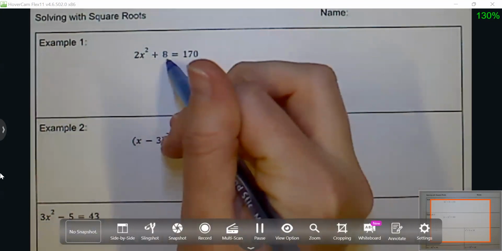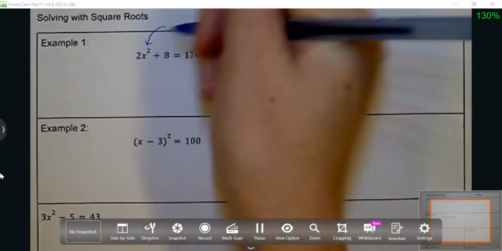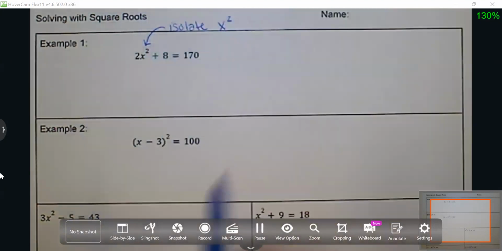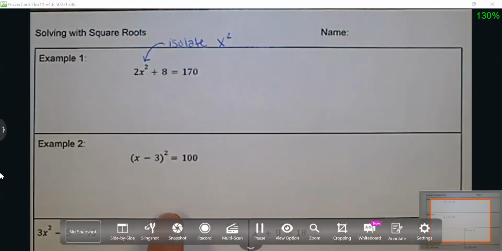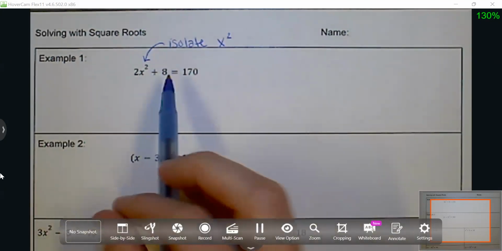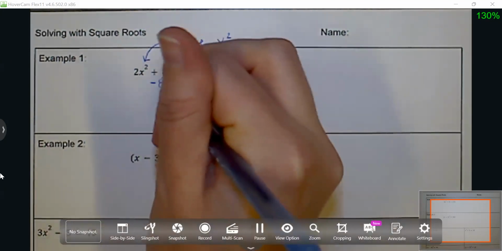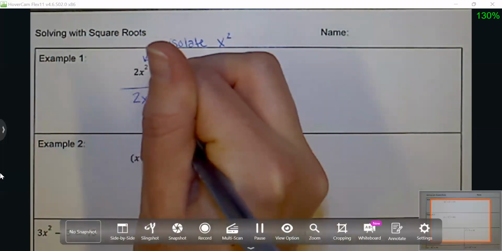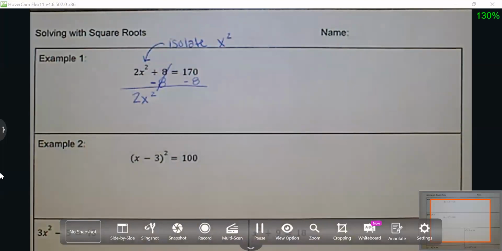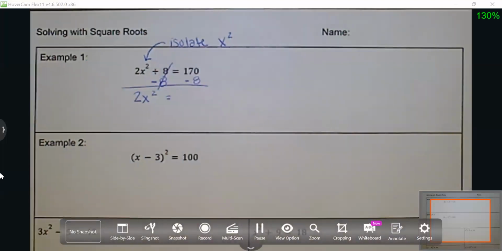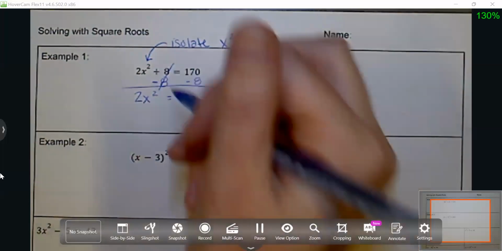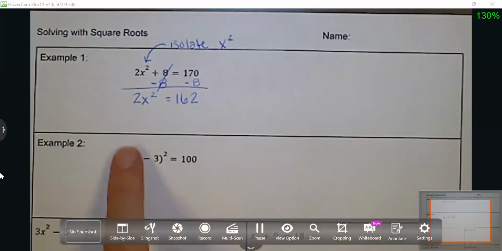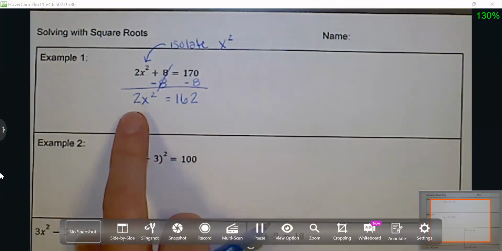2x squared plus 8. I want to get x squared by itself. I want to isolate my x squared. So I have to do inverse operations. So the opposite of plus 8 would be minus 8. And I am left with 2x squared because those 8's cancel out, equals 170 minus 8. So that is 162. And then at the very end, I have this 2 in front of my x squared.